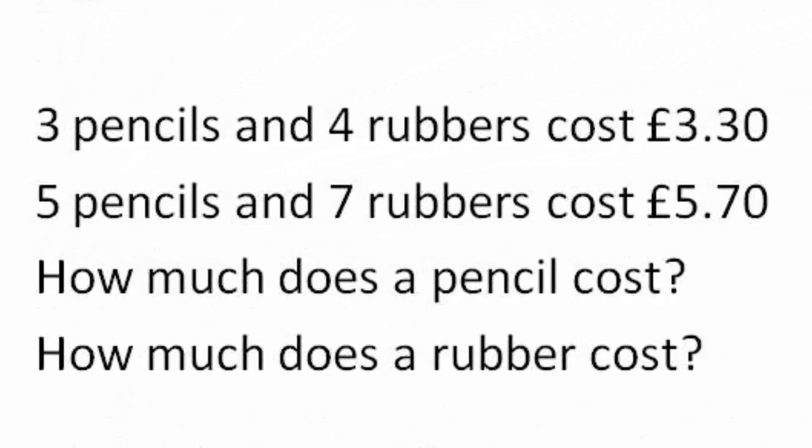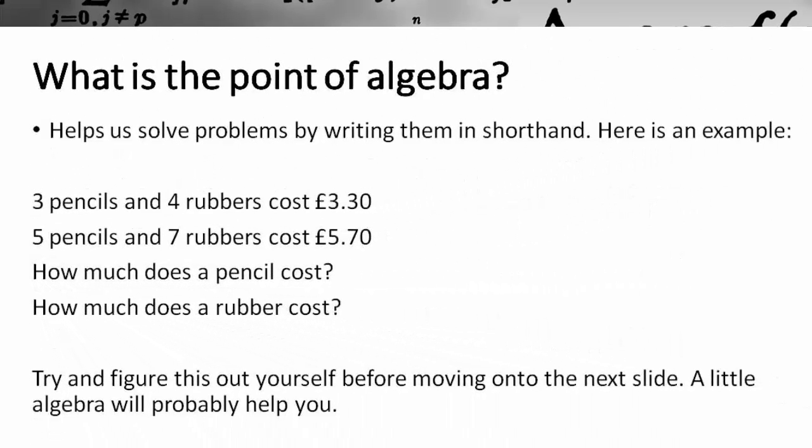Let's say we have 3 pencils and 4 rubbers, and we know the price is £3.30, but we also know that 5 pencils and 7 rubbers cost £5.70. How much does a pencil cost and how much does a rubber cost? Now, without algebra, I wouldn't have a clue what to do there. Fortunately, I know that this is really just reducible to something else, and I'm just going to let you pause the video if you like. You can try and figure it out for yourself first before I tell you the solution.